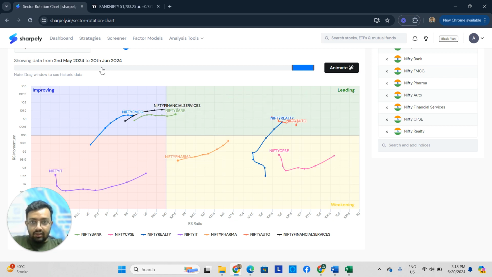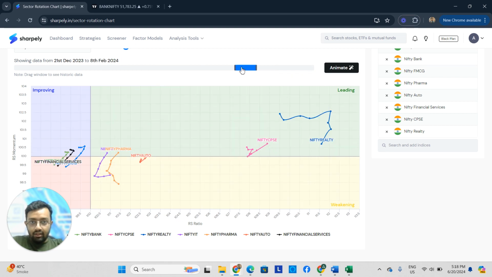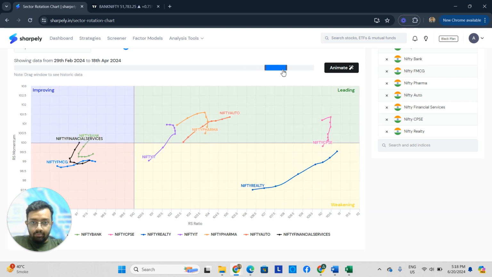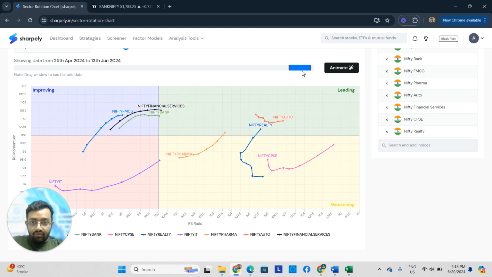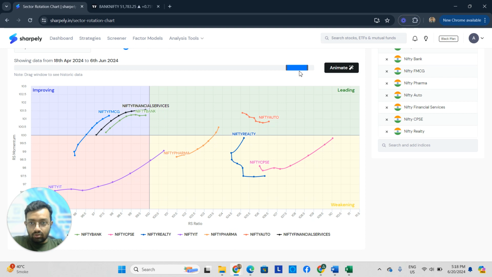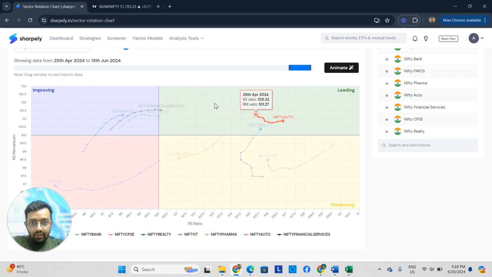Now, using this bar, we can play the historical analysis. So, as you can see, the position of indices changes with time. So, let's see when Bank Nifty entered into leading. So, on 6th of June, it was in the improving. On 13th of June, it has entered, right?